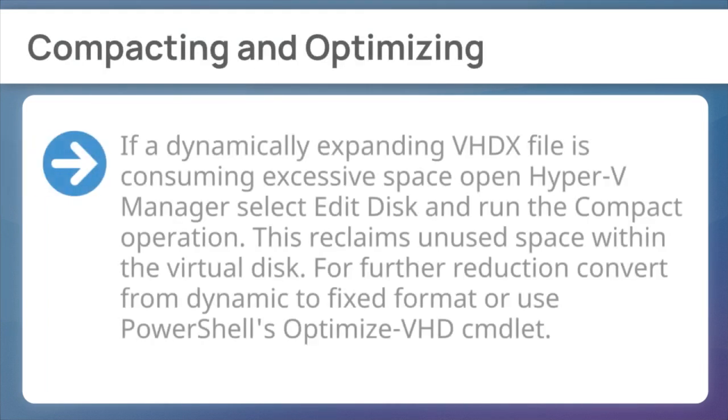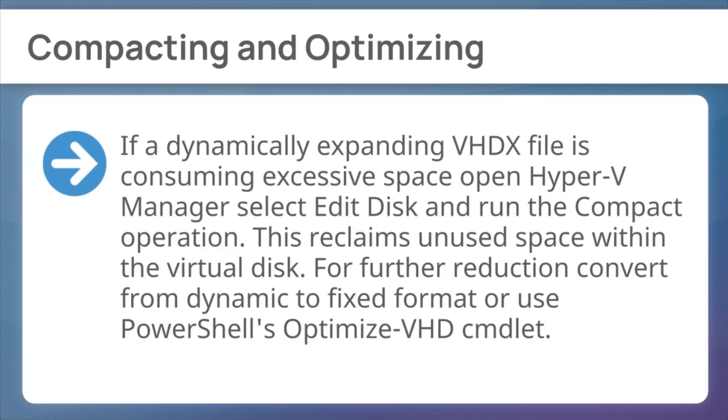Finally, compacting and optimizing. If a dynamically expanding VHDX file is consuming excessive space, open Hyper-V Manager, select Edit Disk, and run the compact operation. This reclaims unused space within the virtual disk. For further reduction, convert from dynamic to fixed format, or use PowerShell's Optimize-VHD cmdlet.